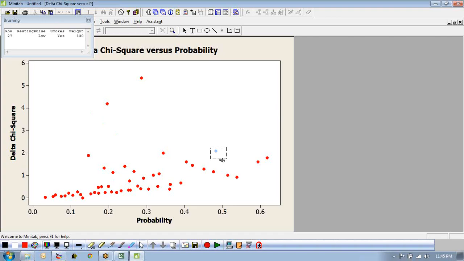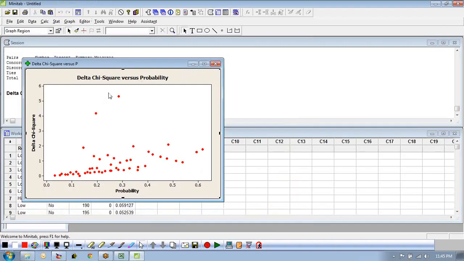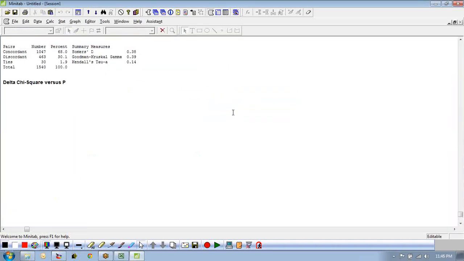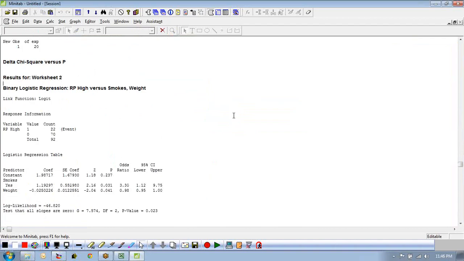Look at some of these others. Low resting pulse, smokes, moderate weight, and so forth. Okay? All right. Anyway, we would use this if we wanted to, say, improve the regression. We might find out that there are certain characteristics of these outliers that we could maybe add in variables for. Let me get rid of it for now. And let's just see how our regression was.